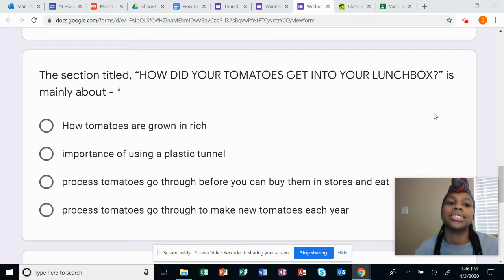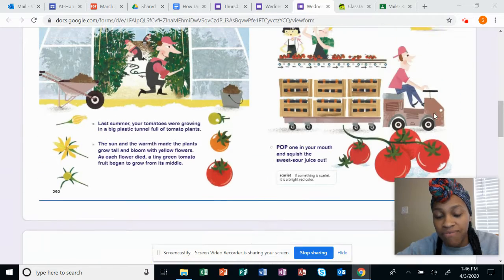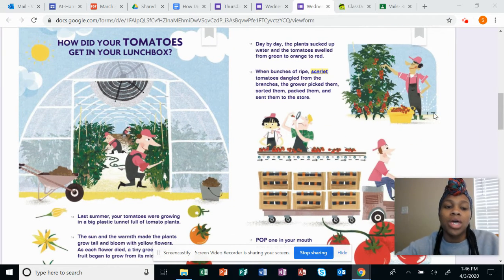The question is: the section title, "How Did Your Tomatoes Get Into Your Lunchbox?", is mainly about how tomatoes are grown and ripen, importance of using a plastic tunnel, process tomatoes go through before you can buy them in stores and eat, or process tomatoes go through to make new tomatoes each year. So let's go ahead and read and find out our answer.